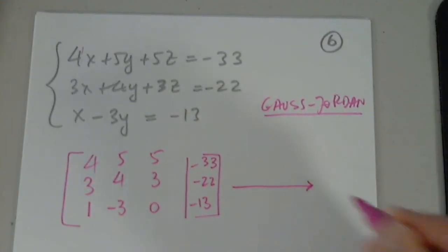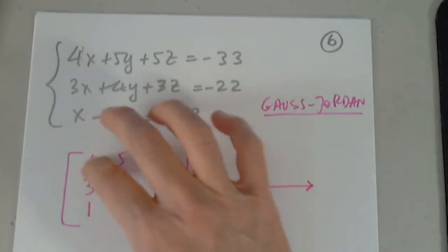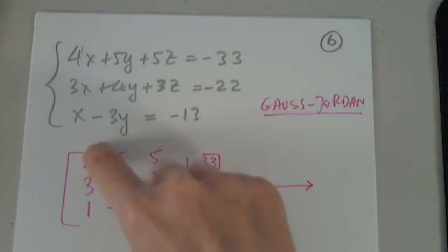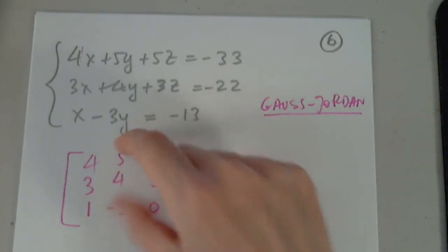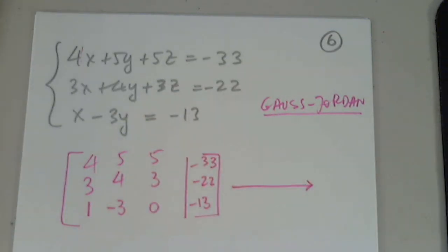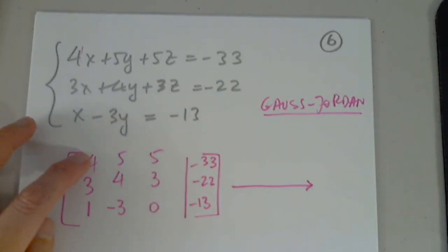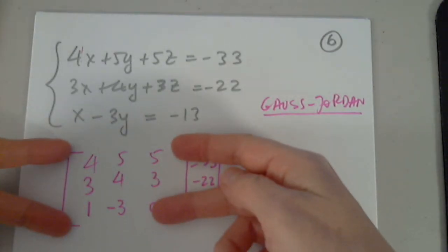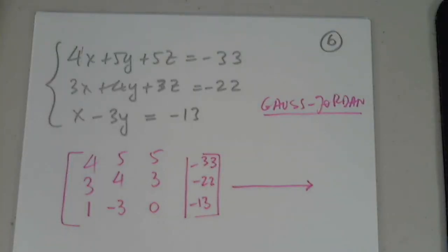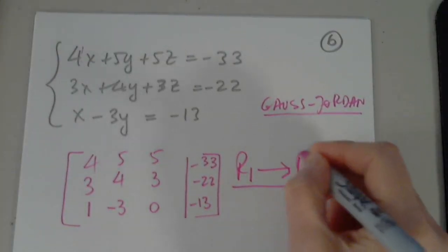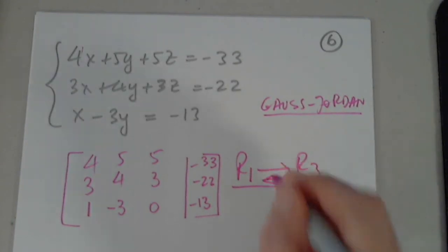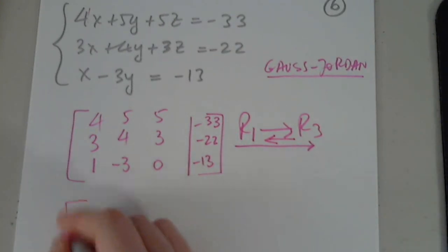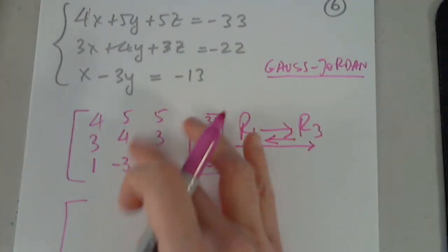And I start my steps. Remember, 1, zeros, 1, zeros, 1, zeros. In order to create the 1 here, I realized that the best thing to do is swap these two. So that's what I'm going to do first. Row 1 becomes row 3, and row 3 becomes row 1. It's one of the operations that I'm allowed to apply. Do not write the equal symbol. These matrices are not equal.